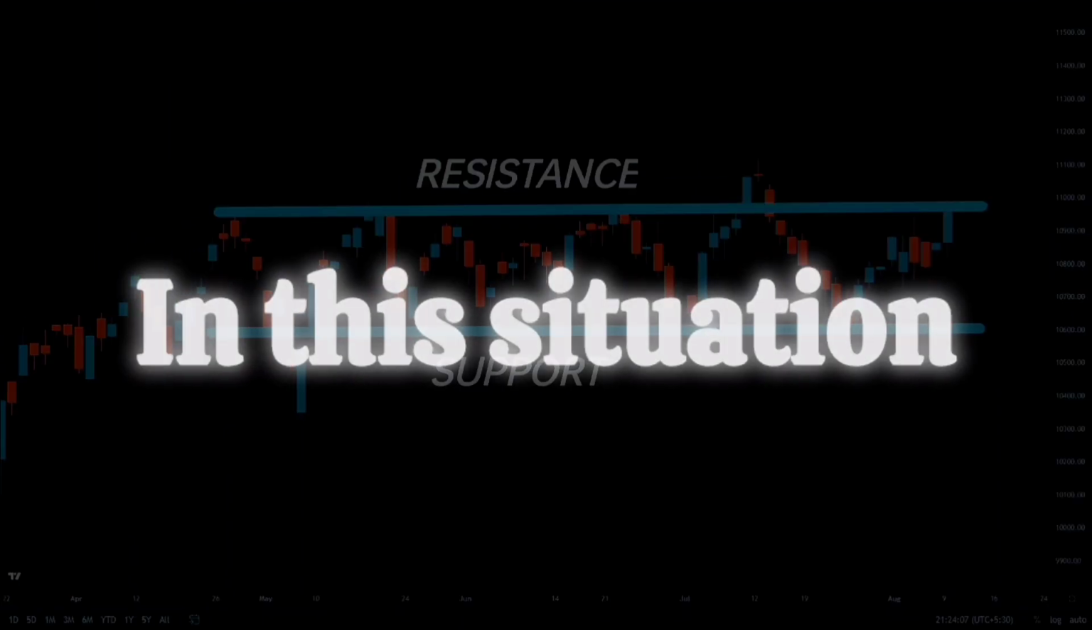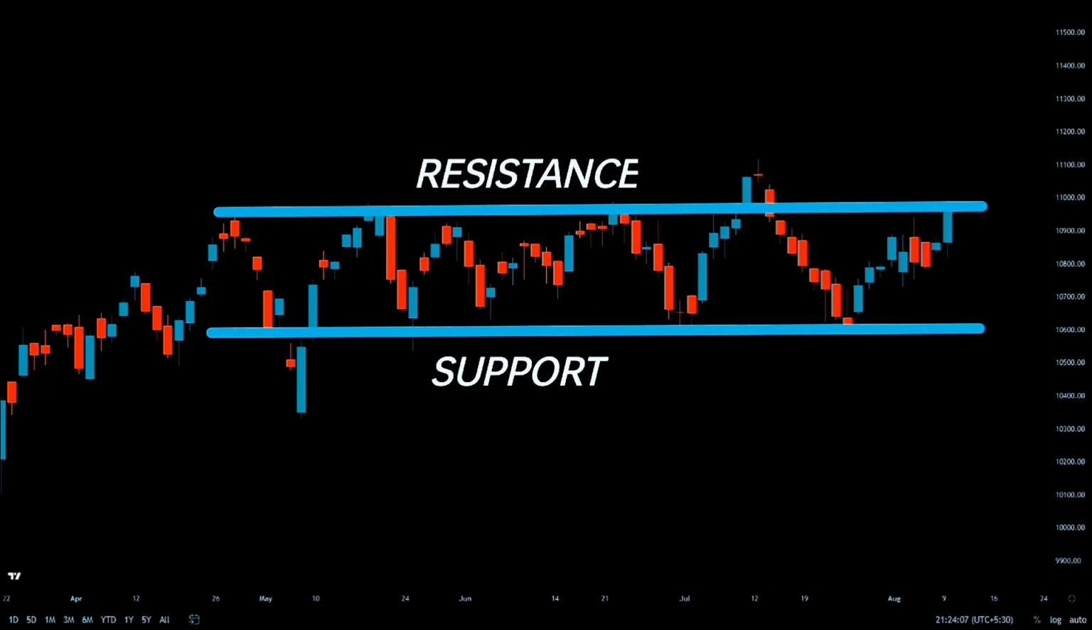In this situation, you need to wait for a breakout. If the candle breaks the resistance level, you can use MACD confirmation to buy. If the candle breaks the support level, you can use MACD confirmation to short.